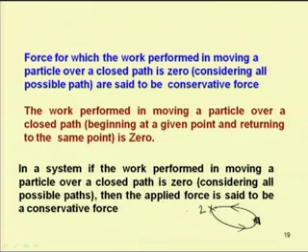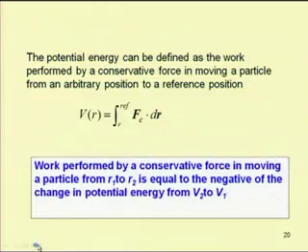That means, a force for which the work performed in moving a particle over a closed path is 0, considering all possible paths, is said to be a conservative force. The work performed in moving a particle over a closed path beginning at a given point and returning to the same point is also 0. Also, in a system, if the work performed in moving a particle over a closed path is 0, then the applied force is said to be a conservative force.